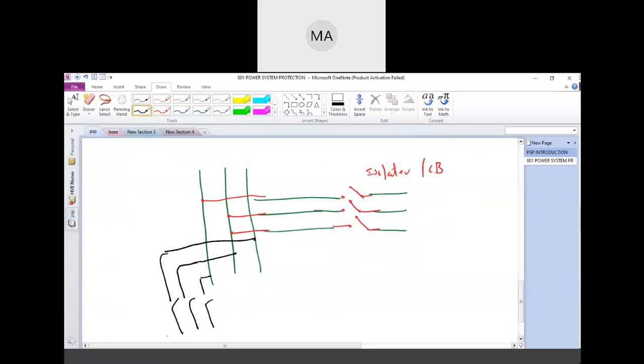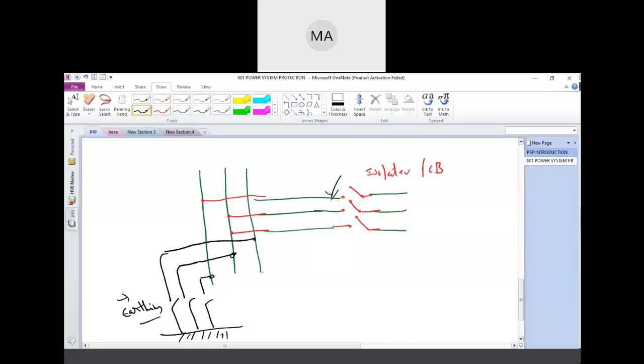How the symmetrical faults occur in the transmission line system, or in the substation or the network. Here we consider one transmission line with a bus bar, the circuit breakers, and here is the earthing switch. Whenever the circuit breaker is closed, we have to keep the earthing switch open.